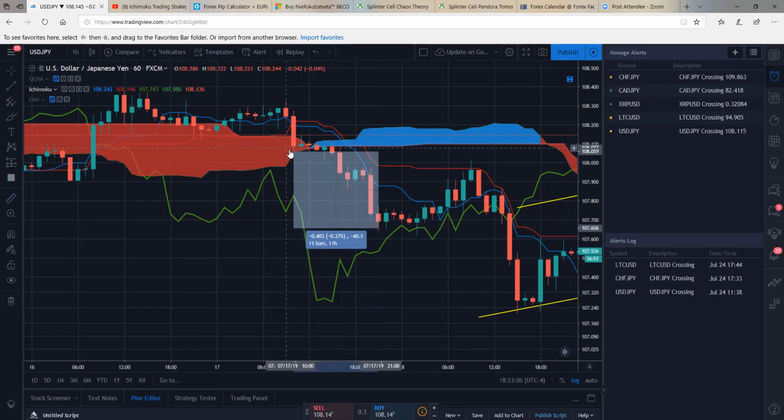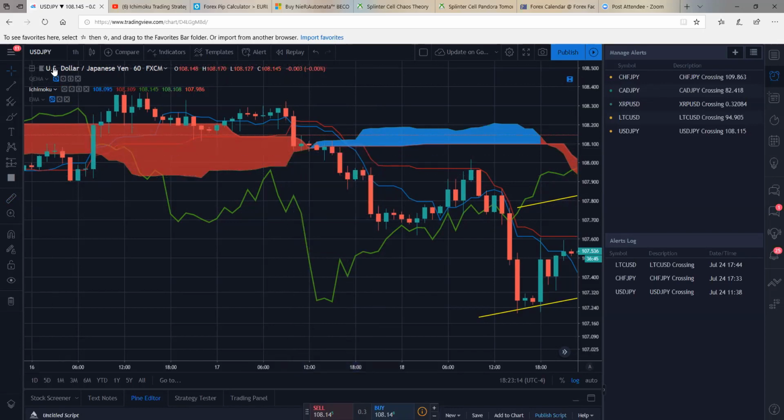So what you would do to enter into this sale, you would just hit sell. You would guarantee yourself 10 pips by entering your take profit point, because I measured out 10, and when I stopped measuring out 10, it stopped at 107.98. So you would go and enter 107.98 as your take profit.